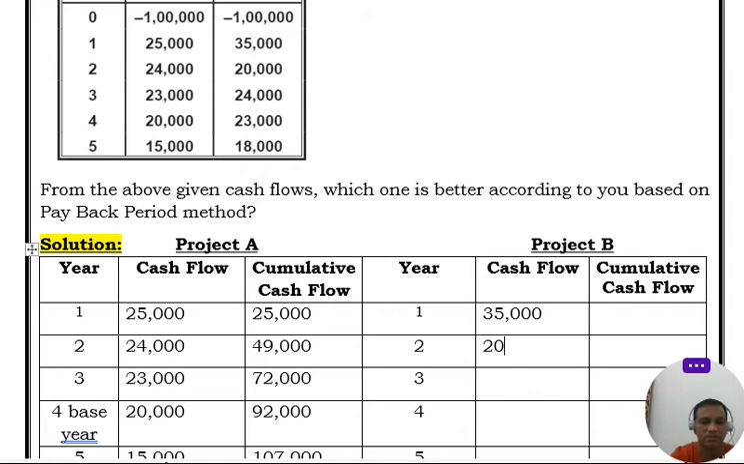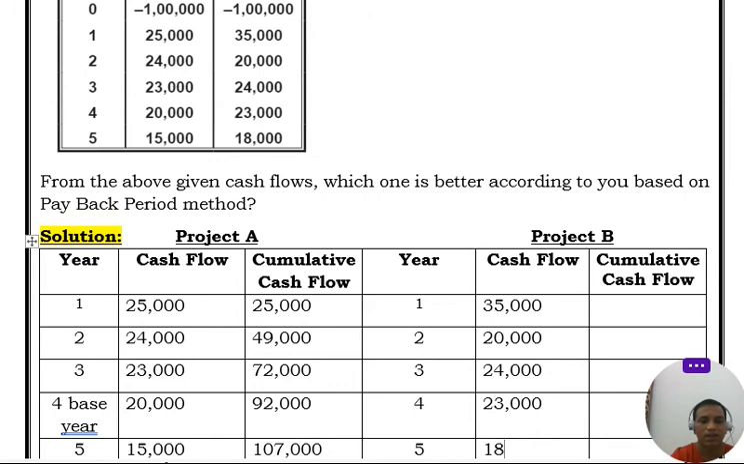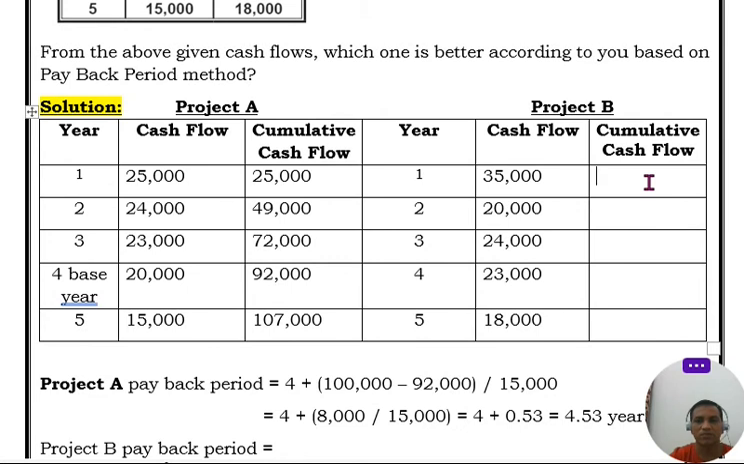35,000, 20,000, 24,000, 23,000, 18,000. Let us calculate the cumulative column. Just now I told you how to calculate the cumulative column.